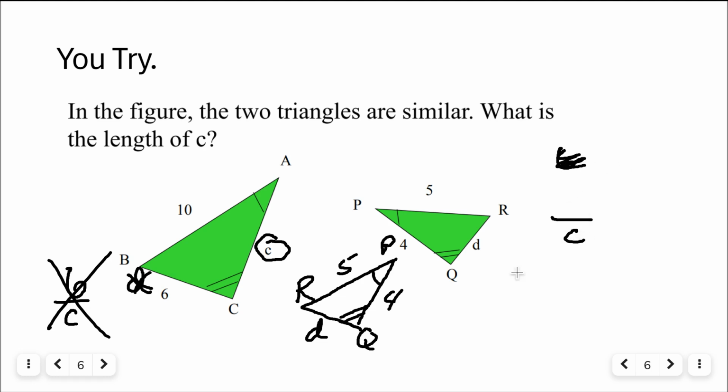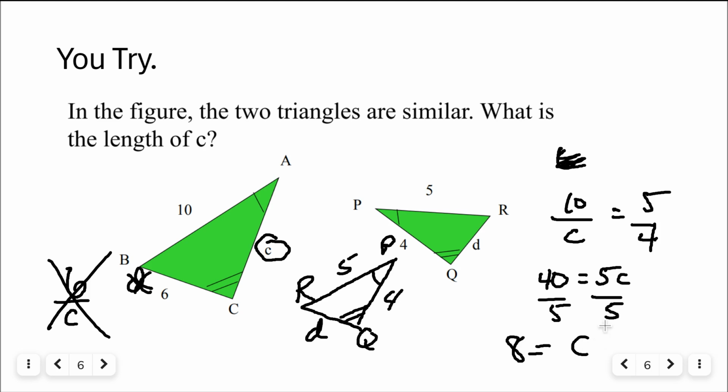Let's go back to the over C again. And then I'm going to use the 10 side because the 10 lines up with 5. That allows me to put 5 up on the other one. And then C matches up with 4. So now I have only one variable, C, and I can solve it. 4 times 10, that's 40. 5 times C is 5C. Divide both sides by 5. C is 8. And there's your answer.